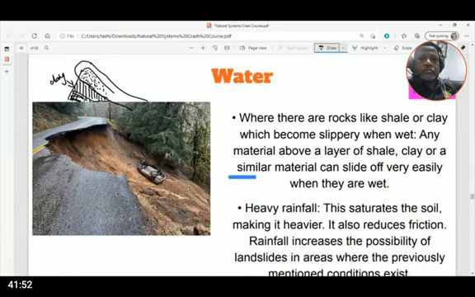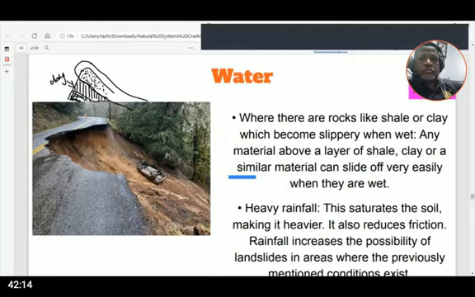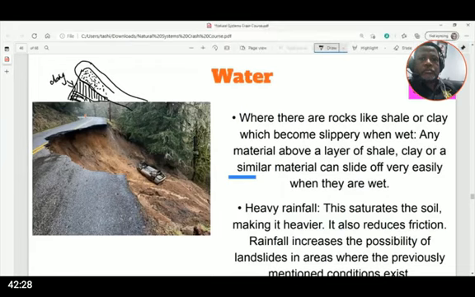So in the Caribbean, as well as in other areas, but we would have heard about the Caribbean mostly, you would realize that we get our landslides after heavy rainfall. Yes, so once we have heavy rainfall, you can expect that somewhere in the country you are going to have material sliding down the slope as a result of that. So heavy rainfall saturates the soil, so it gets a little heavy. And it also reduces the friction, so it makes it slippery now. So it increases the possibility of landslides.